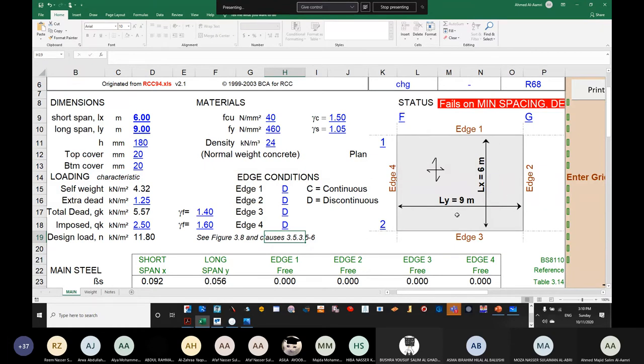We have LY and we have LX, and then it says for a short span, so of course it's positive. Short means X, so this is X positive. Long span, long is Y, span is positive, so it's going to be Y positive.